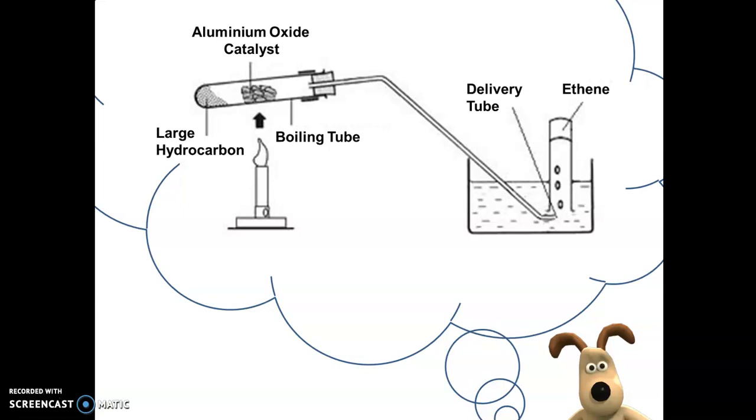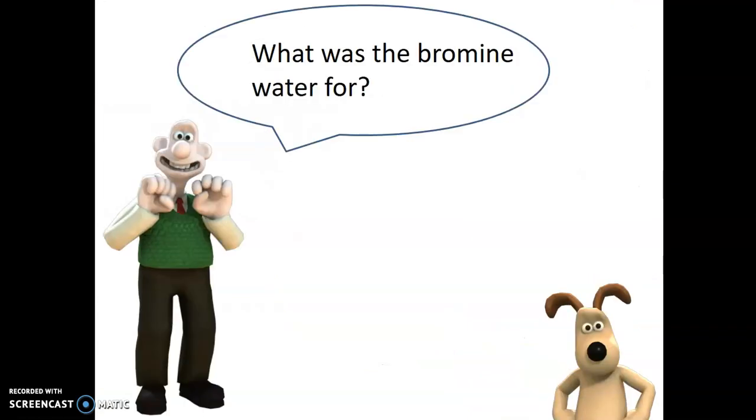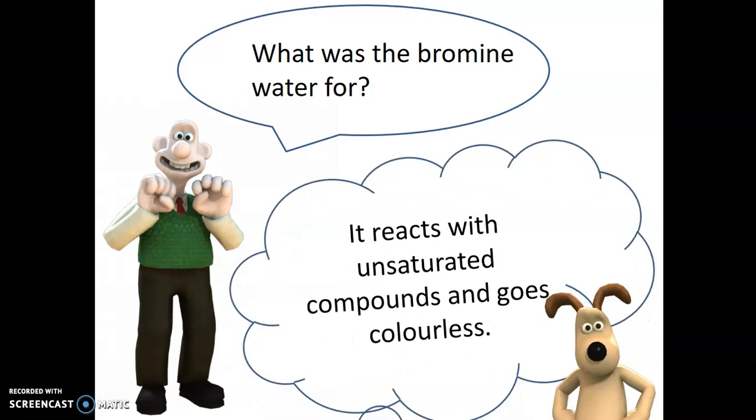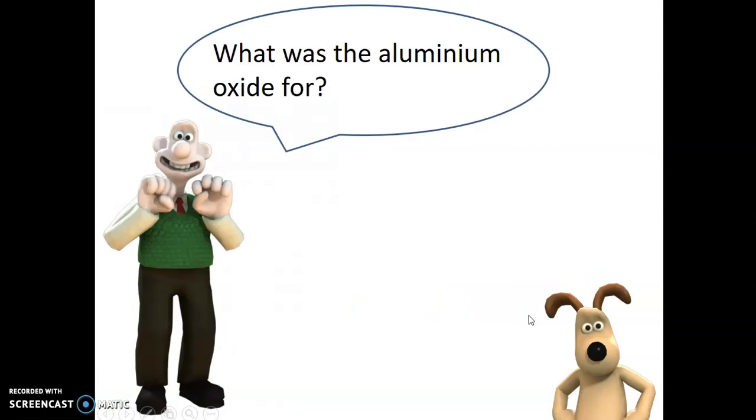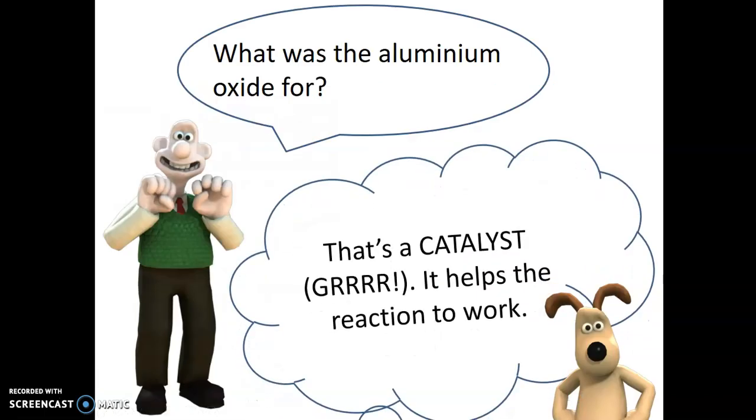Going back to the diagram of how you might do it in the lab, the bromine water, well, that's not in the diagram, but bromine water is how we test for an alkene. Alkenes are more reactive than alkanes because they have a double bond. So when you react an alkene with bromine water, which is a kind of orangey colour, it will make it colourless. That is how we test for an alkene. If you pass an alkene through bromine water, it turns the bromine water colourless. That is how you test for an alkene. The aluminium oxide in that setup was the catalyst, which makes the reaction work more easily.